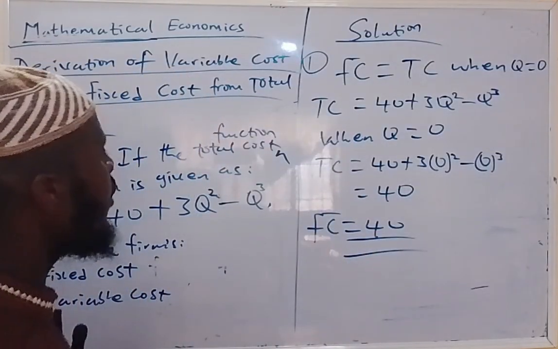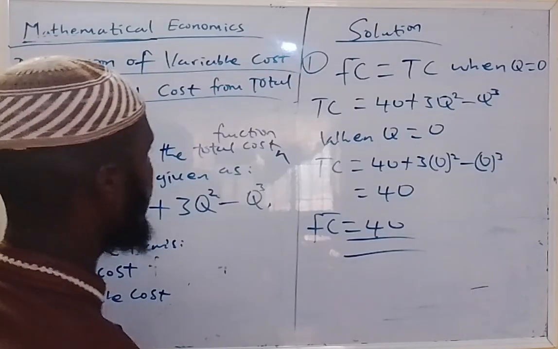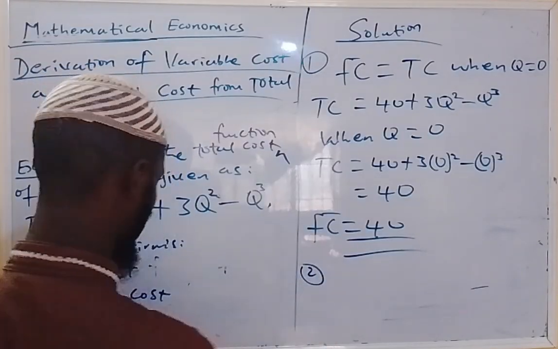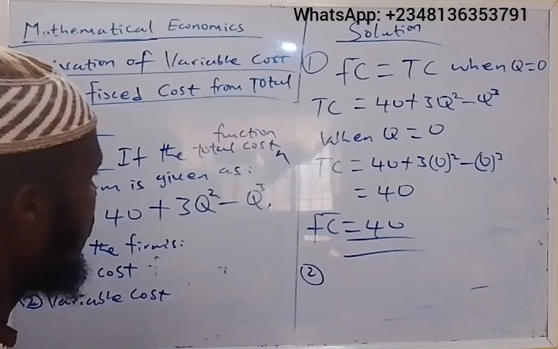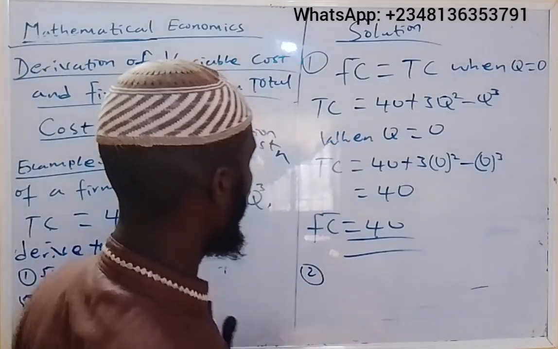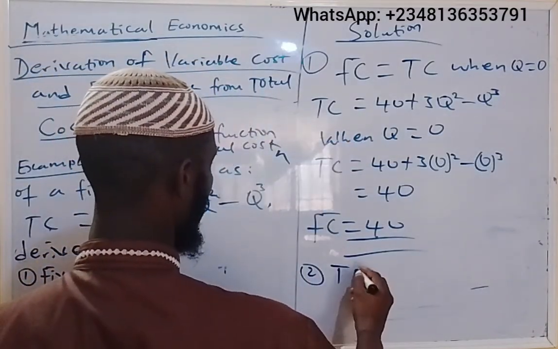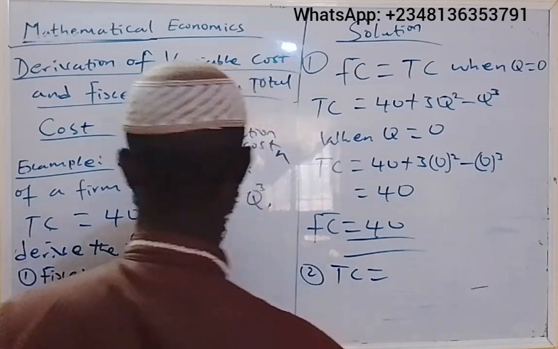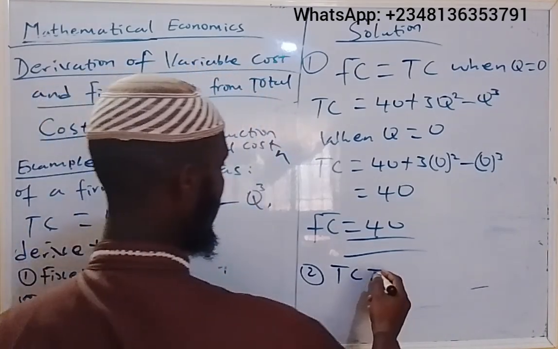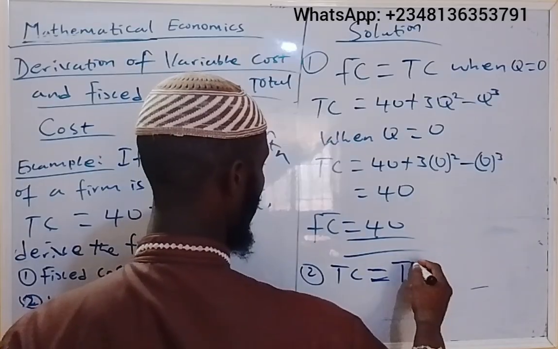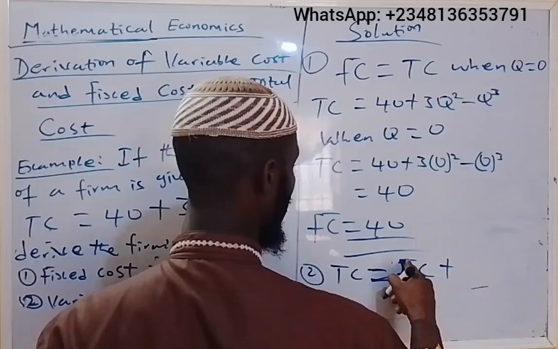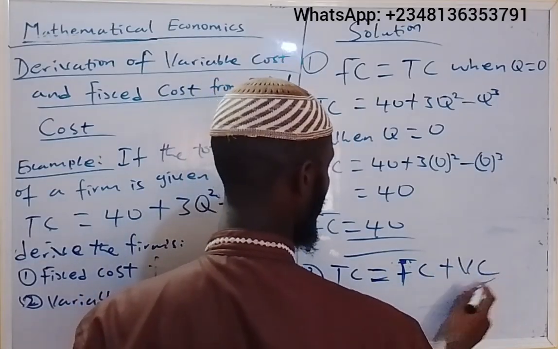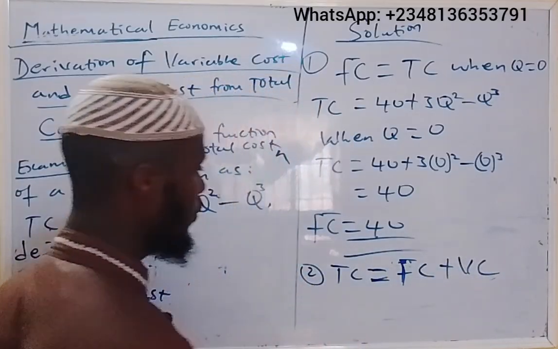So we know that the other part represents our variable cost. In other words, question 2 says, what is the variable cost? So variable cost is that part that depends on unit of output. Meaning that we know that total cost generally is equal to total fixed cost, or if you like, fixed cost plus variable cost.